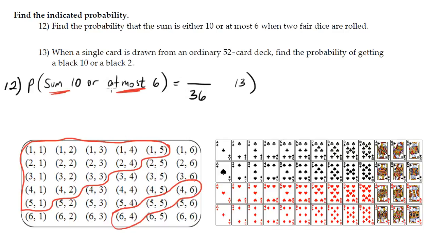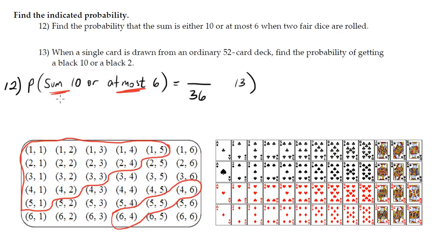You can see these two outcomes, these two events rather, do not overlap. A sum of 10 or a sum of at most 6, those two events do not overlap. They are mutually exclusive. They have no intersection. So I don't have to worry about double counting anything.